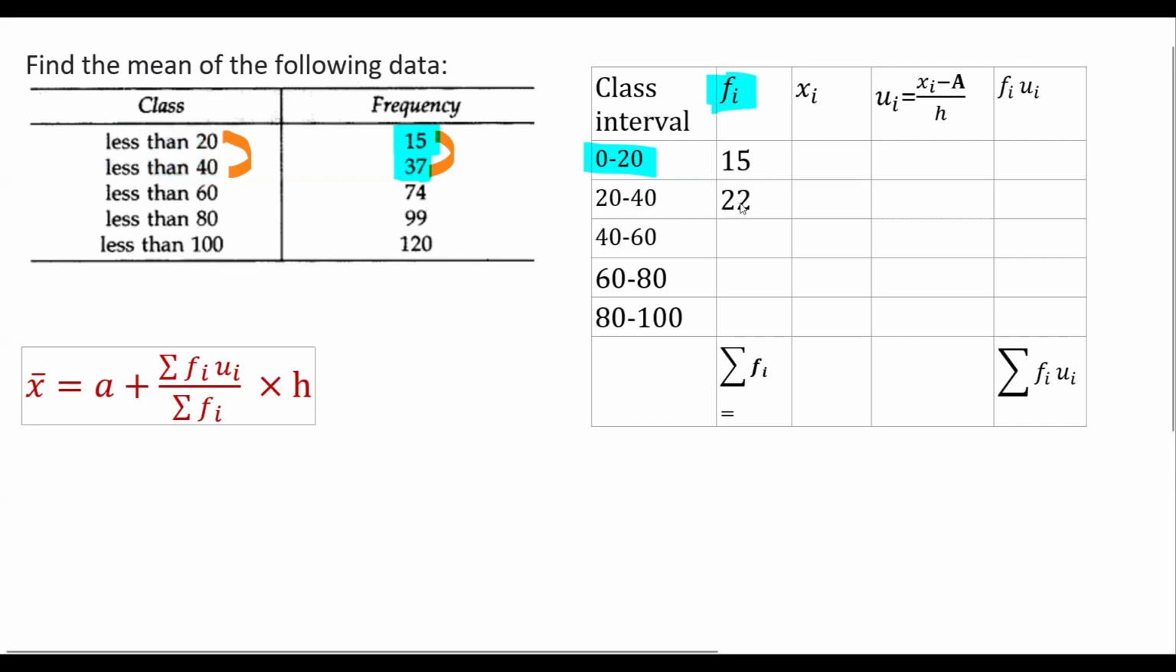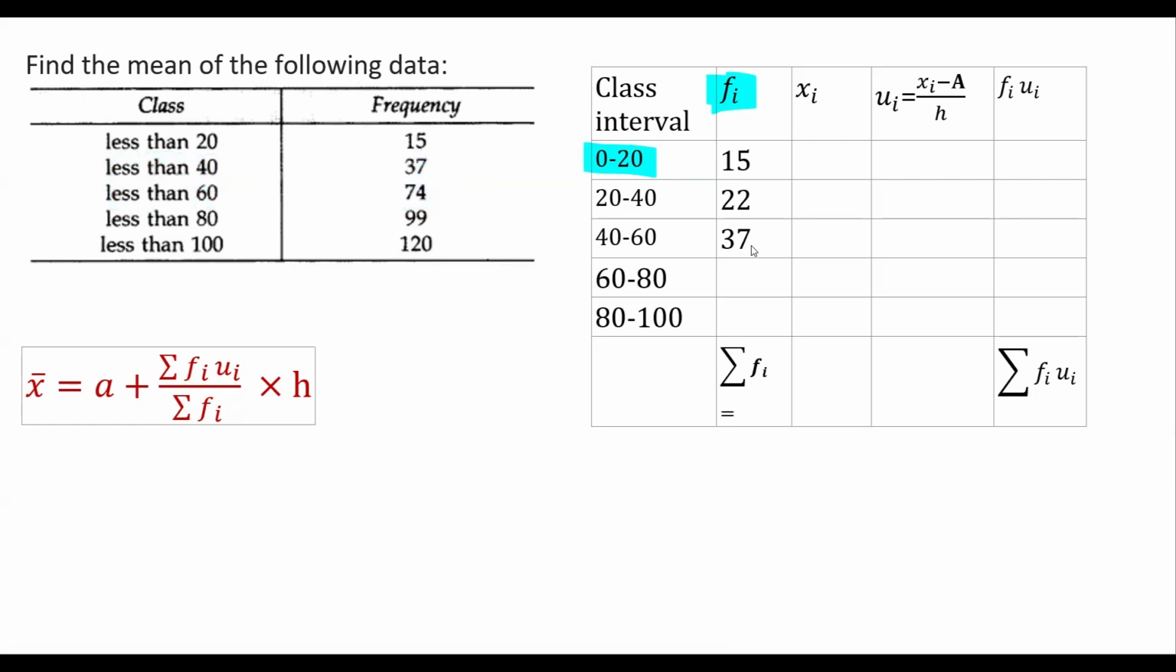Likewise, we can continue doing in the same manner. We have 74 people which are less than 60, and less than 40, there are 37. So the people who are between 40 to 60 will be the difference of these two. And the difference of these two is 74 minus 37, which is 37. So likewise, we keep on doing this way.